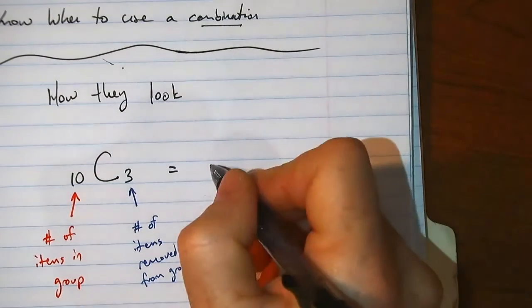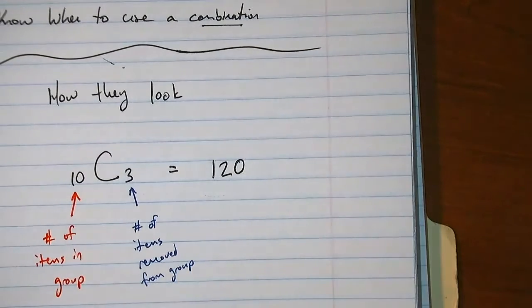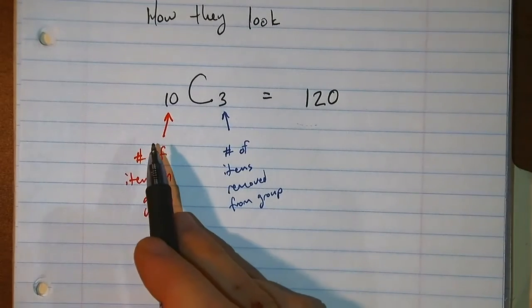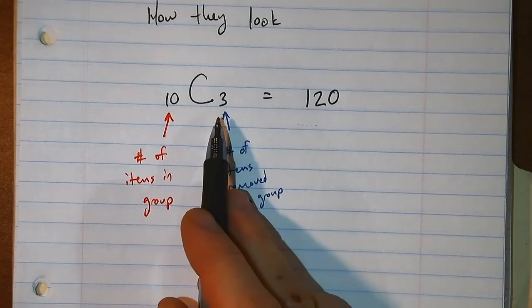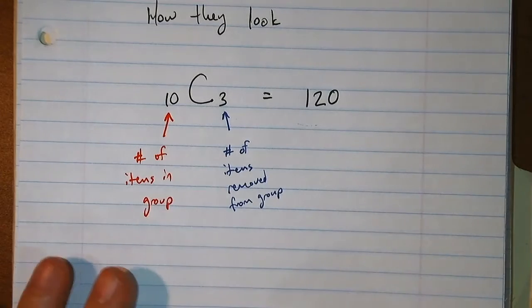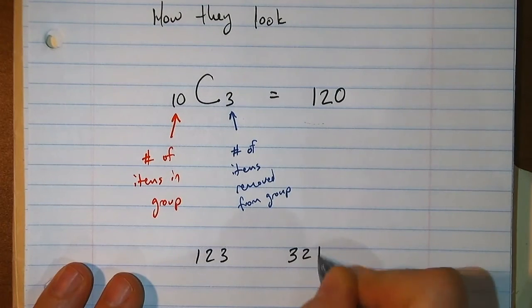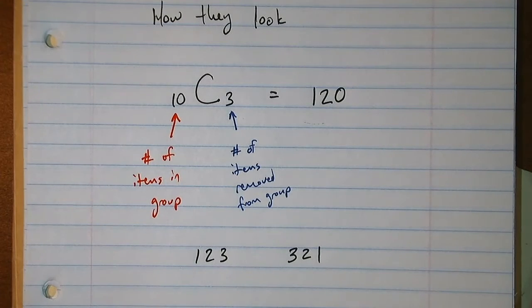Notice that's significantly less. When I did a permutation, I got 720. But now with a combination, I only get 120. And you should have a basic feel for why the number is so much smaller. If I have my 10 digits and I'm going to pick a 3-digit number like we talked about before, in a permutation, these two numbers are very, very different. Again, if we're talking about money, would you rather get $123 or would you rather get $321?